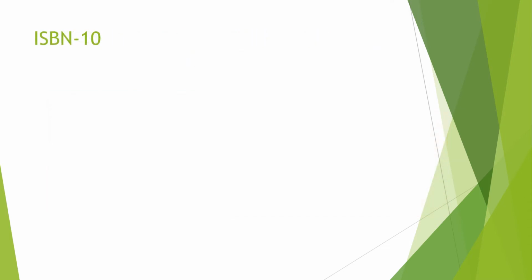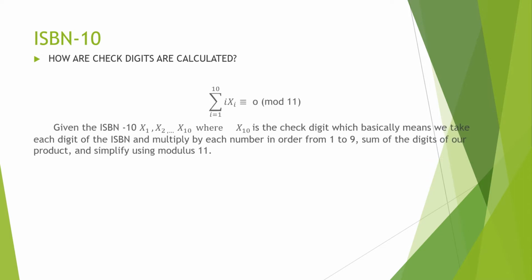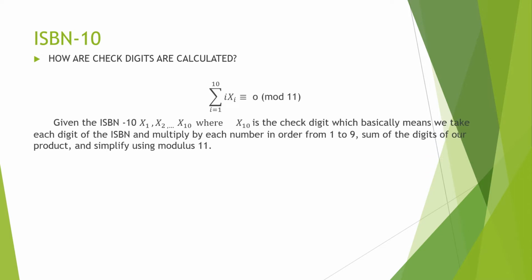Let's start with ISBN 10. How are we going to calculate the check digit? Given the summation of i times x sub i, where i ranges from 1 to 10, is congruent to 0 modulo 11. Given the ISBN 10, x sub 1, x sub 2 up to x sub 10, where x sub 10 is the check digit, this basically means we take each digit of the ISBN and multiply it by each number in order from 1 to 10, then sum the products.